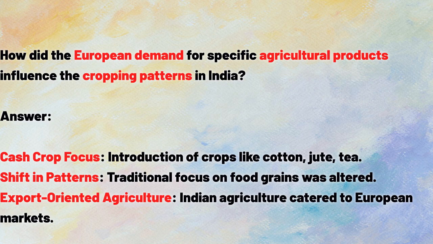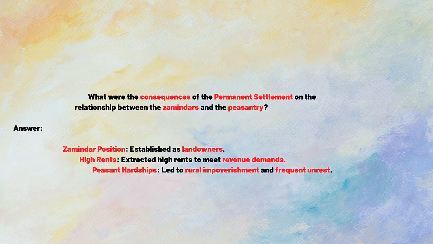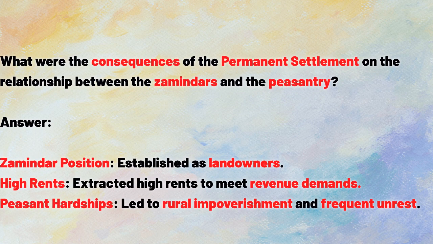Answer: cash crop focus, introduction of crops like cotton, jute, tea, shift in patterns, traditional focus on food grains was altered, export-oriented agriculture, Indian agriculture catered to European markets. What were the consequences of the permanent settlement on the relationship between the zamindars and the peasantry?